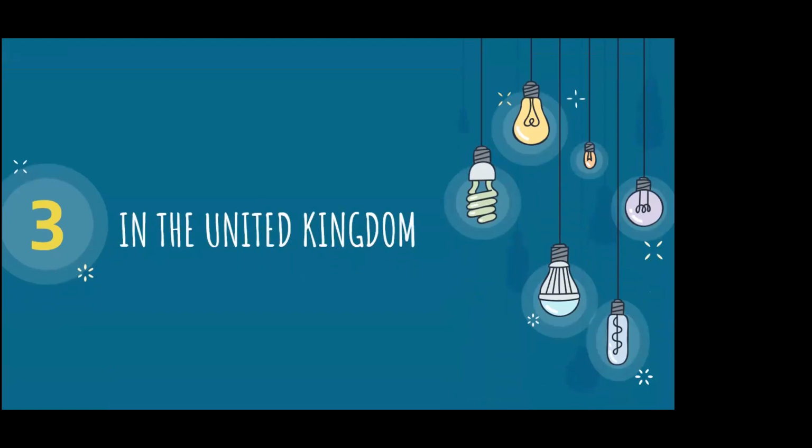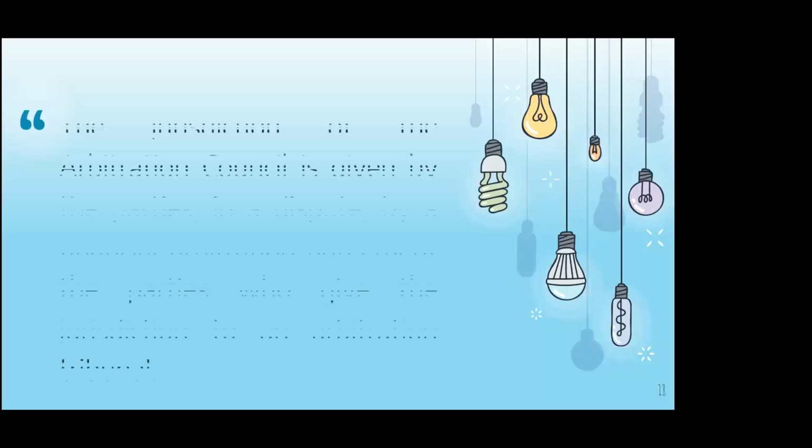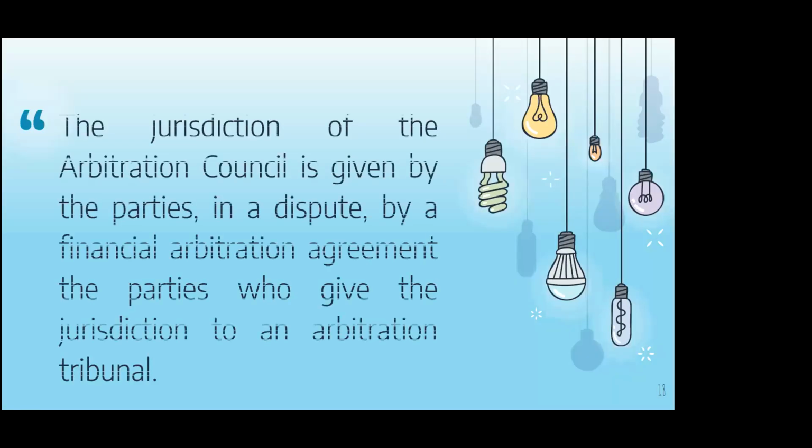In the United Kingdom, the jurisdiction of the arbitral tribunal is given by the parties in a dispute through an arbitration agreement, in which the parties give jurisdiction to an arbitral tribunal. Under the Arbitration Act 1996, the arbitration agreement is an agreement by the parties to make future or present arrangements for arbitration. Although the parties are free to choose, not all disputes can be resolved by the arbitral tribunal. Non-arbitrable disputes often involve mandatory law or public policy.